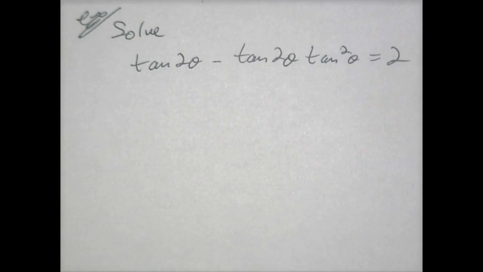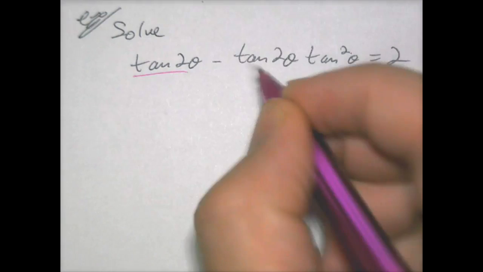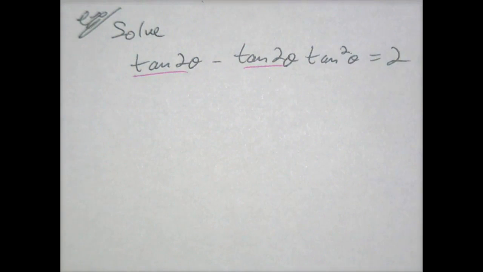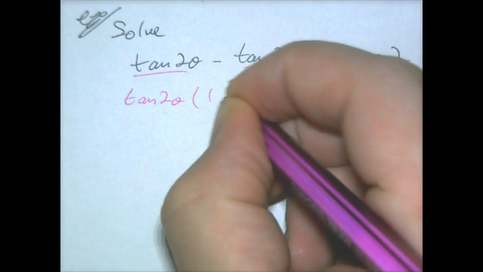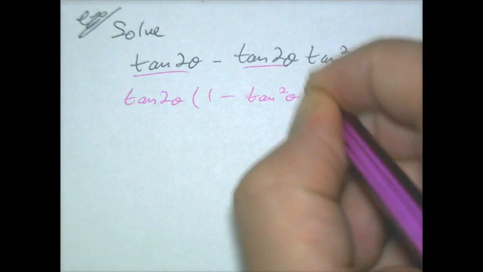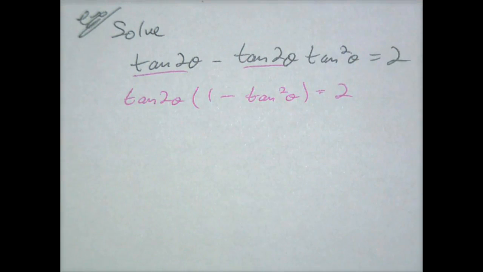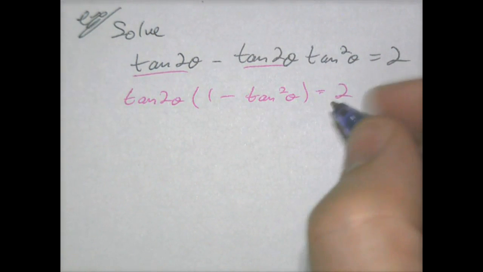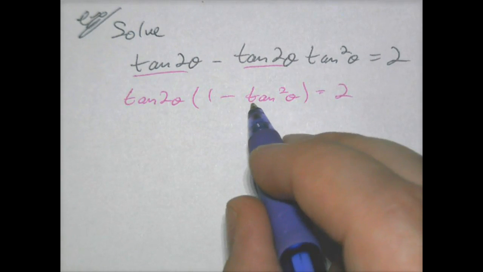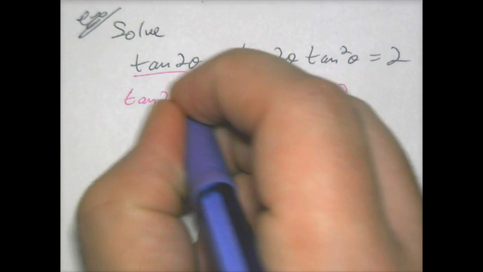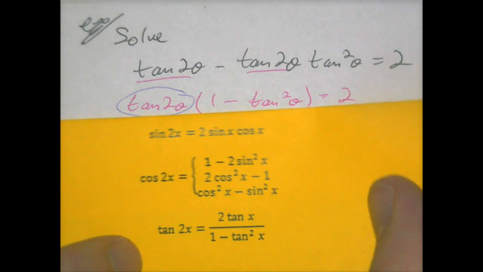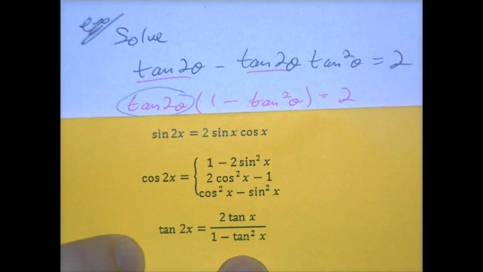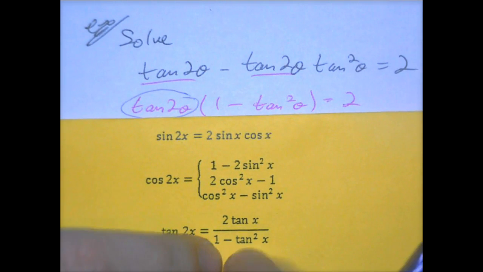I like this one. It looks complex, but it's really simple. So, those terms are in common, yeah? Yeah. So I can factor them out and say tangent of 2 theta times 1 minus tangent squared equals 2. This is our double angle identity for tangent. So if I substitute what I know tangent to be, tangent of 2x is 2 tan x over 1 minus tangent squared. Whoa, look, that's being divided.